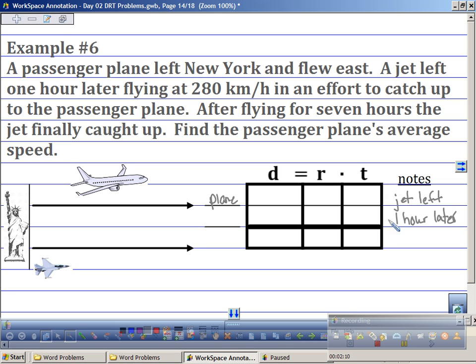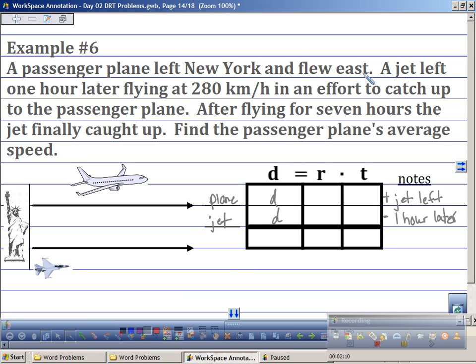Let's apply some plus and minuses right here. If the jet left an hour later, who is traveling for a longer time? The plane is traveling for a longer time, right? The jet is traveling less time. Less by how much? By an hour. If he left an hour later, then he's only going to be traveling for 1 hour less than the plane is.